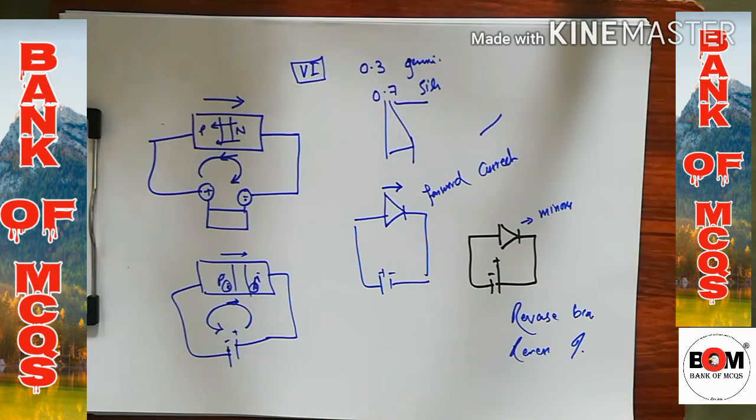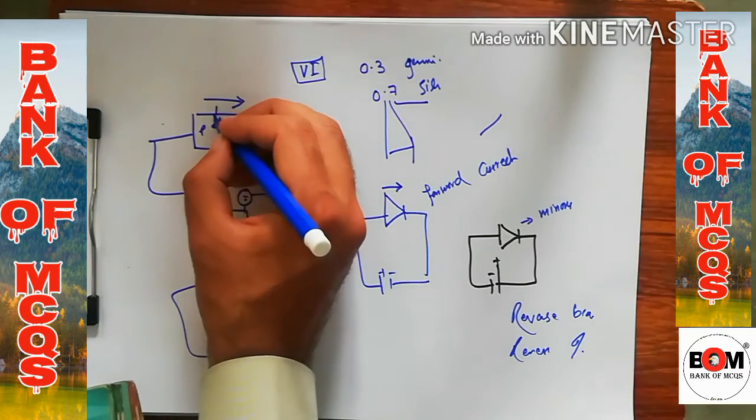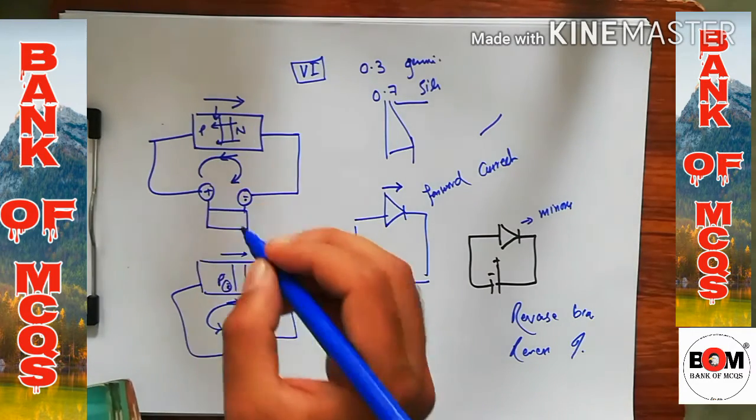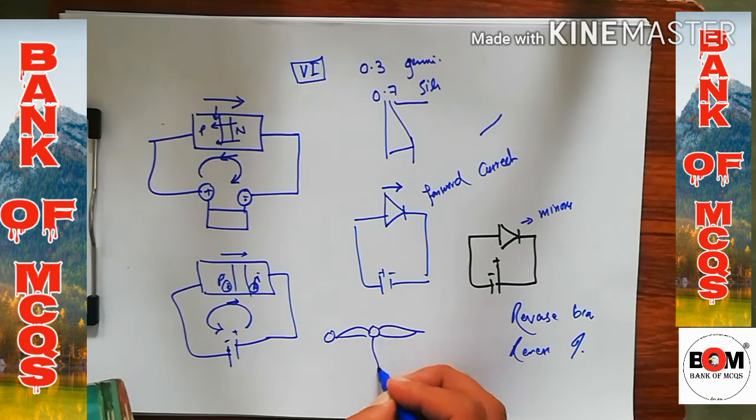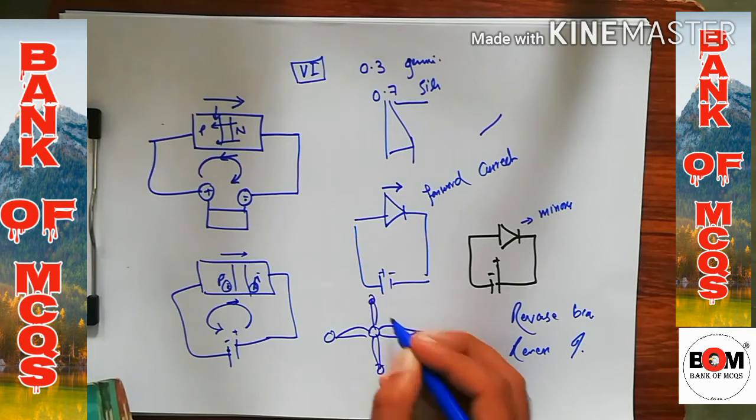This is just a tool duty. If we increase the voltage, what happens? If we increase the voltage, covalent bonds break in the PN junction. When a covalent bond breaks, what is a covalent bond? A covalent bond is the bond between the silicon atoms with each other.